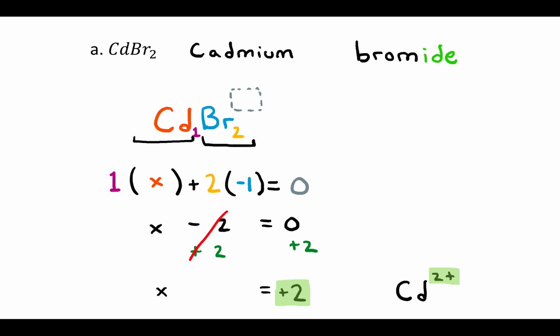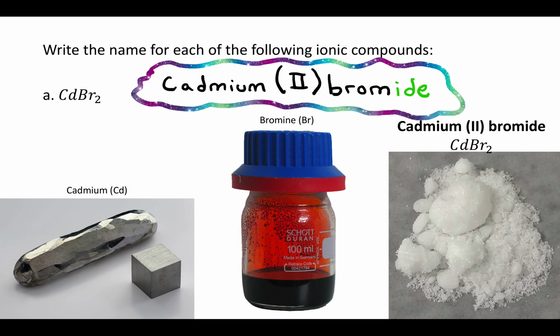And so we're going to list that in the name as a Roman numeral in parentheses after the cadmium. So the full name for CdBr2 is cadmium(II) bromide. So if you take cadmium and you mix it with bromine, you will get cadmium(II) bromide. And that's used in the manufacture of photographic film.